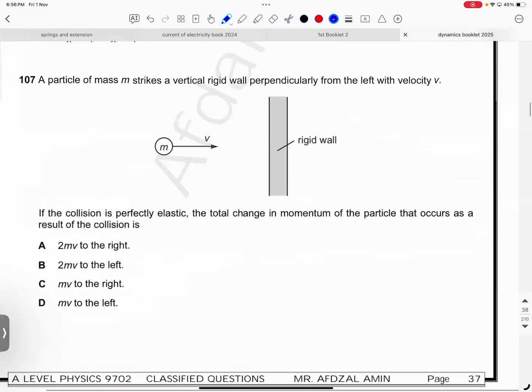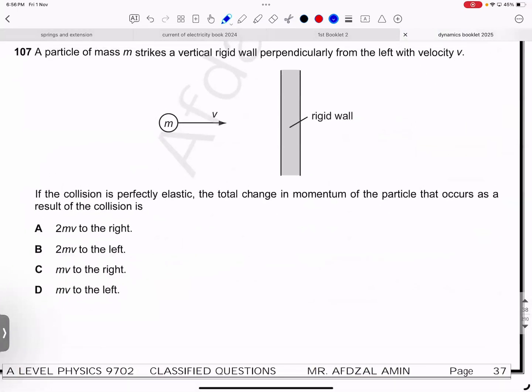Next. Dear students, please use my method, the one which I made. Using my method, if the initial speed V is to the right side, take it as positive. They say perfectly elastic collision, so the relative speed of approach was V, and the relative speed of separation should also be V. Yes or no? But I will take a negative sign.